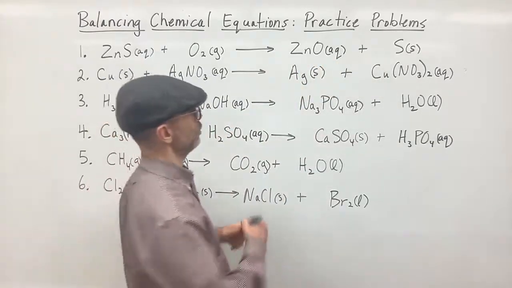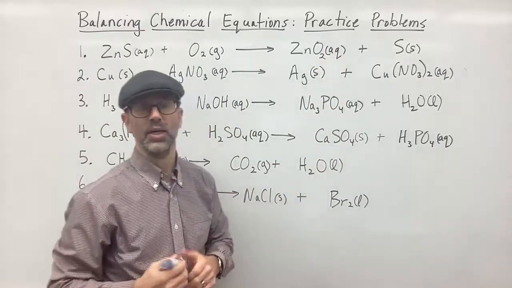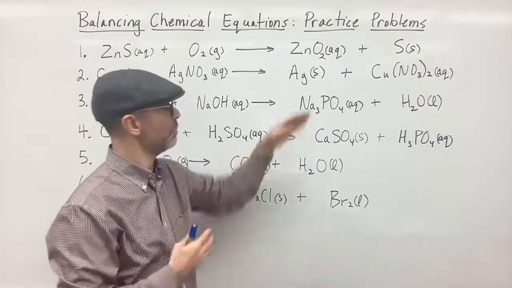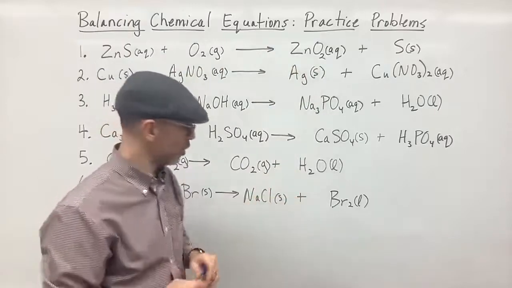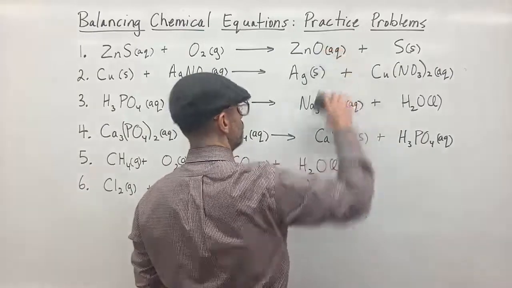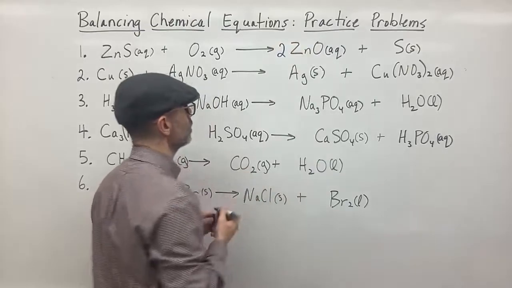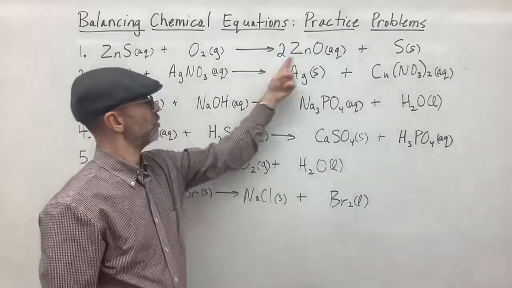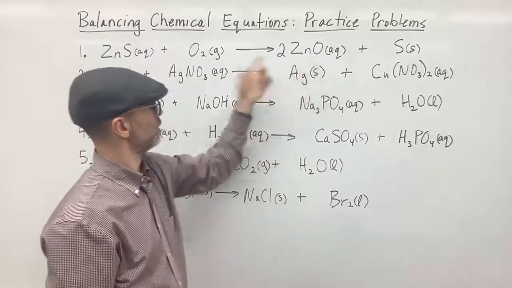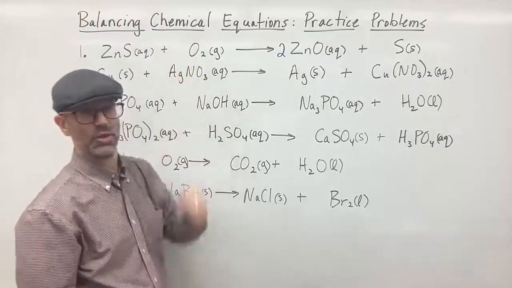You do not want to do this. I'll just put a 2 here. Now it's balanced. Well, yeah, but you've just changed the compound and you've changed the reaction. So you don't want to do that. So you only want to put coefficients. So we'll put a 2 here. And so now the oxygens are balanced. I have two oxygens here. 2 times 1 gives me 2. And then I have my two oxygens. 1 coefficient times 2 gives me 2.